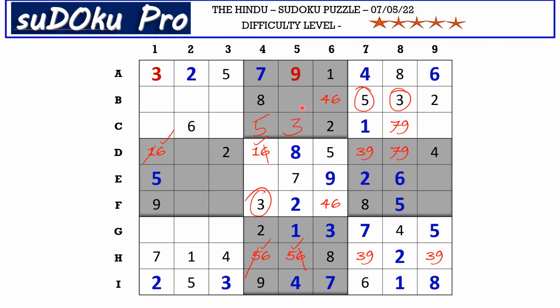Now in this block the missing numbers are 4 and 6. There is a 4 blocking from here. So 4 goes here in B6. Let's eliminate this 6. Now the only missing number in this block is 6. And in column 4 the only missing number is 4.